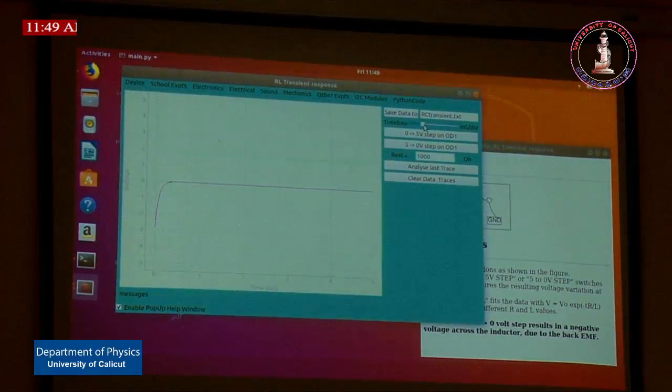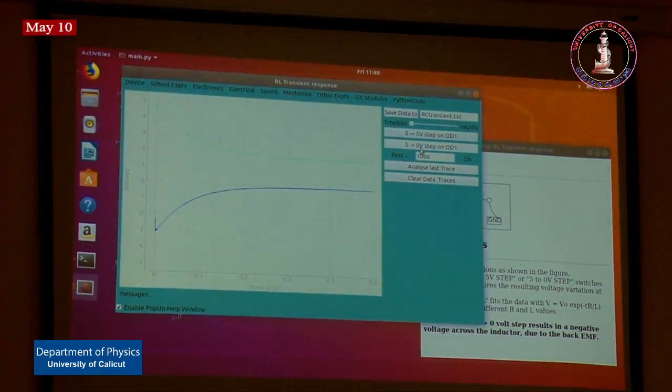It is too fast, so we will change the time base. Here you notice something different. When you go from 5 to 0 volt, the voltage is going negative, right? We don't have a negative voltage as such, but immediately the voltage across the inductor goes negative. You must know the reason, right? If the current is suddenly withdrawn, there is a polarity reversal across the inductor. The back EMF develops.